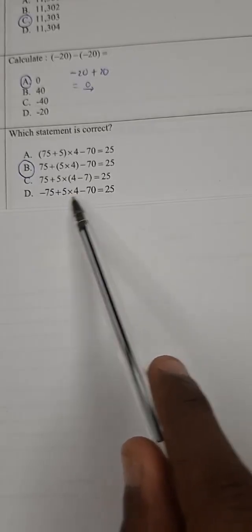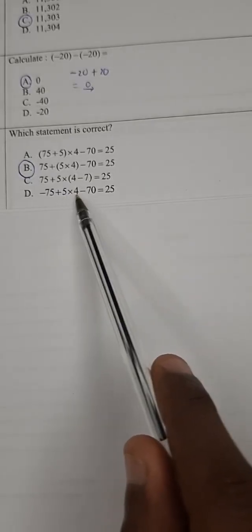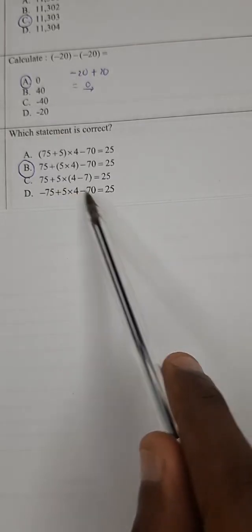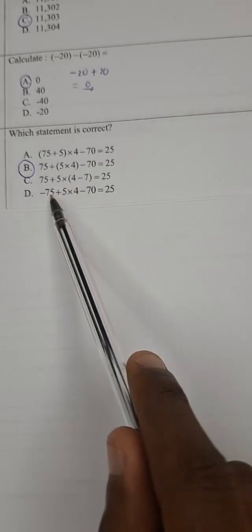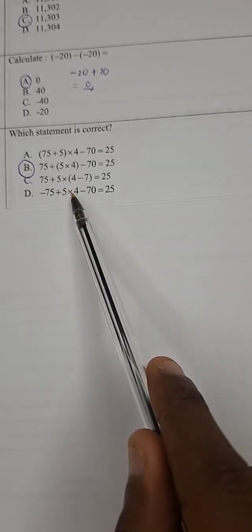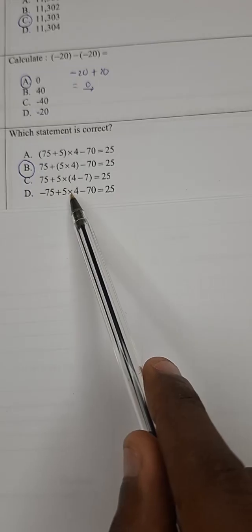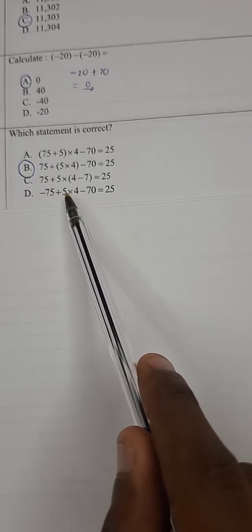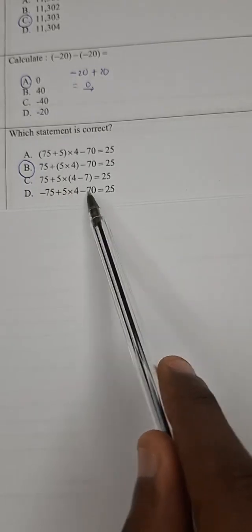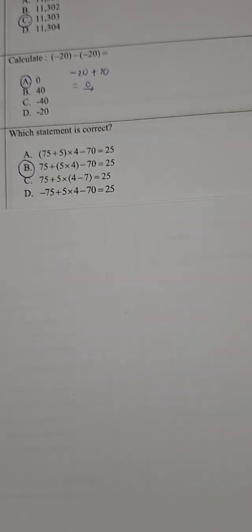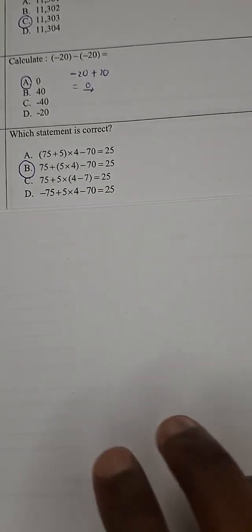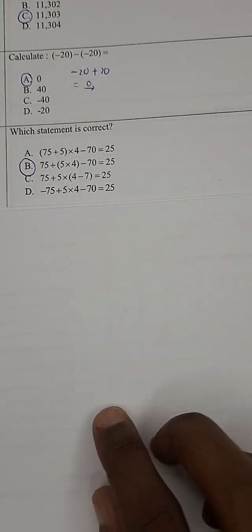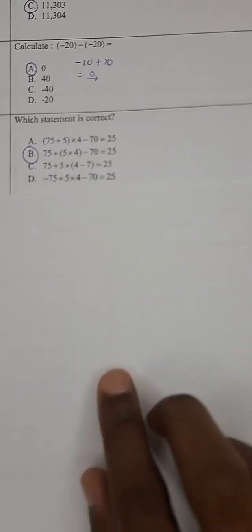Then last but not least, D. You first prioritize multiplication, because according to BODMAS, if you have addition and subtraction, you start with multiplication. 5 times 4 is 20. Negative 75 plus the 20 gives you negative 55. Then negative 55 minus 70 gives us negative 125. So not even close. So that's why B is the correct option. So by elimination, B is what we accept.